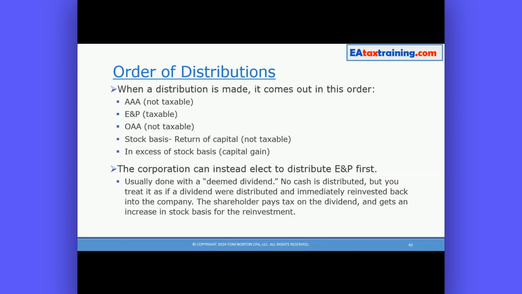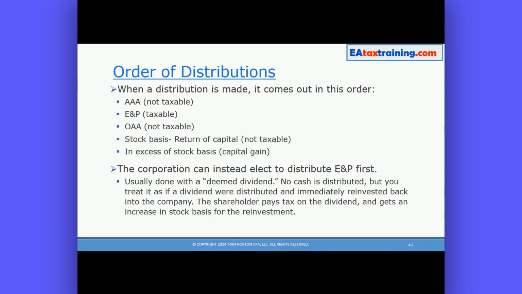So now what you are distributing out is a return of the shareholders' investment in the company. That is a return of capital that is not taxable to the shareholder. If you are then distributing out even more, that is a capital gain, because now the shareholder has gotten all of their money back that they invested in the company, and they are getting even more money. So that is a capital gain.